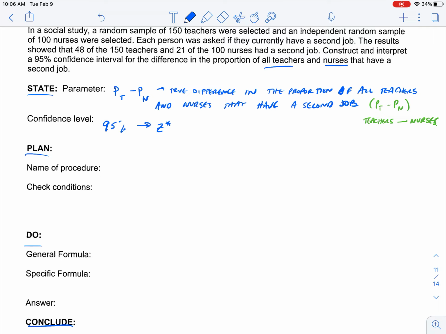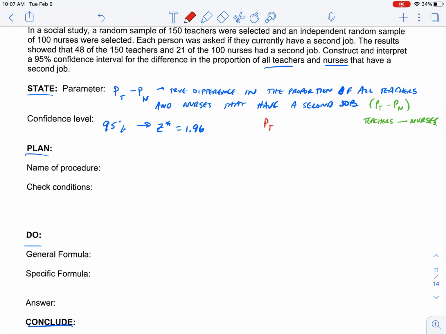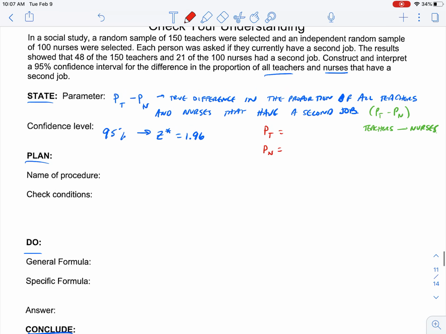And so that's going to be a Z star. And we know that we're using Z star because we're talking about proportions. So that's going to be a Z star equal to 1.96. And up here in the state portion, I also like to list out exactly what's going on with our proportions so that way I can reference those numbers later.